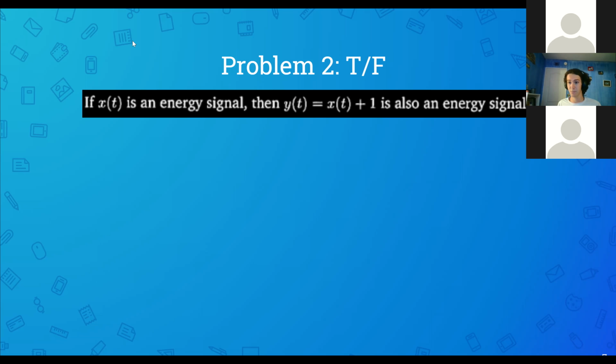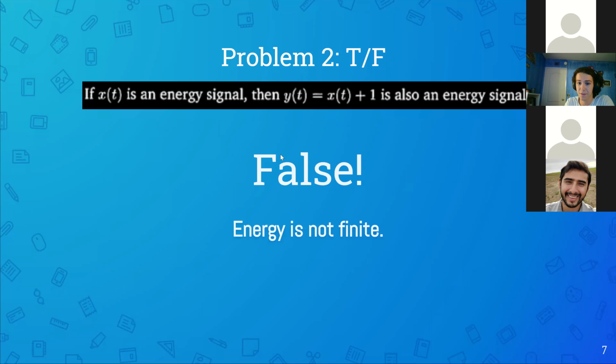Exactly. And that's the important part. So essentially, you can think of it like there is infinite energy inside of that. Does that sort of make sense? So if you add it by 1, it shifts up, and as a result, there's always going to be infinite energy there. Infinite area under the curve, and that's not an energy signal then. Exactly. Okay. Does that make sense? Yeah. Okay, great. So this one actually is false, and the energy is not finite.